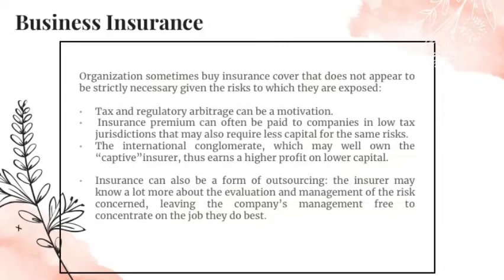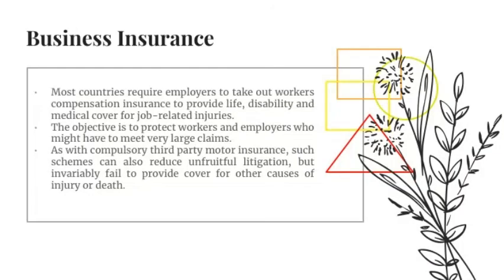Business insurance. Organizations sometimes buy insurance cover that does not appear to be strictly necessary given the risks to which they are exposed. Tax and regulatory arbitrage can be a motivation. Insurance premiums can often be paid to companies in low-tax jurisdictions that may also require less capital for the same risks. The international conglomerate, which may well own the captive insurer, thus earns a higher profit on lower capital. Insurance can also be a form of outsourcing. The insurer may know a lot more about the evaluation and management of the risk concerned, leaving the company's management free to concentrate on the job they do best.